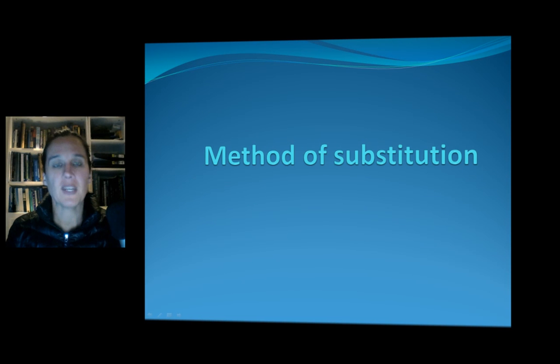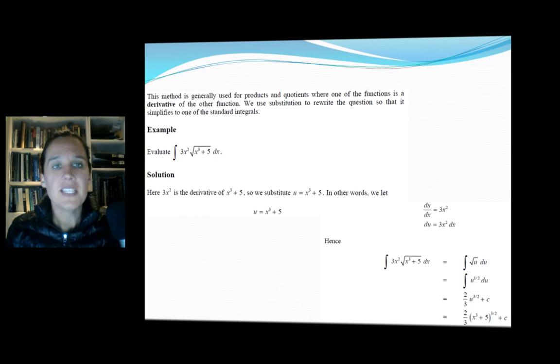In this video, we're looking at the method of substitution. This method is generally used for products and quotients where one of the functions is a derivative of the other function. So we need to look at the parts of this and think how that goes together. We use our substitution to rewrite the question so that it simplifies to one of the standard integrals.